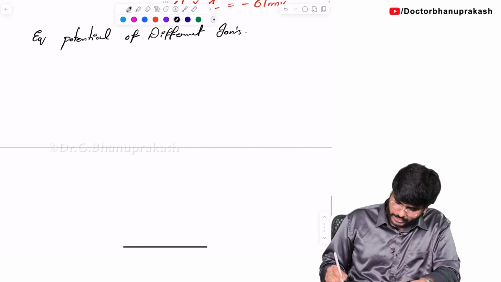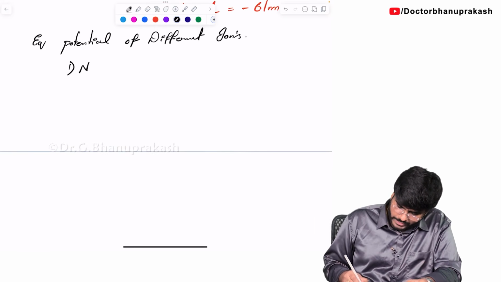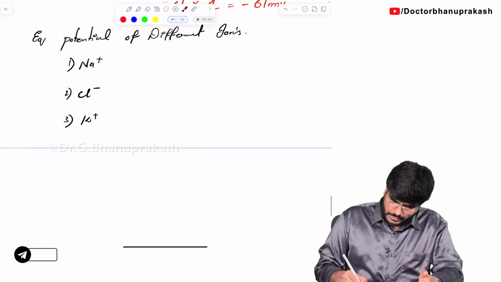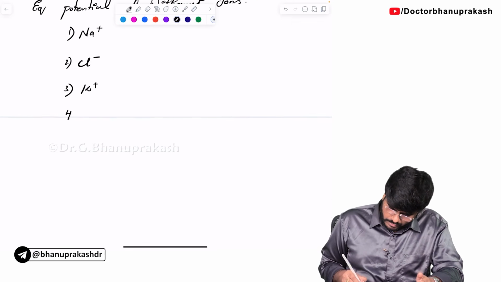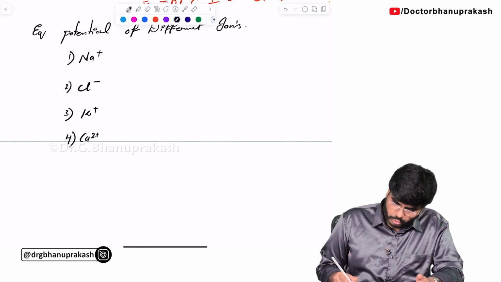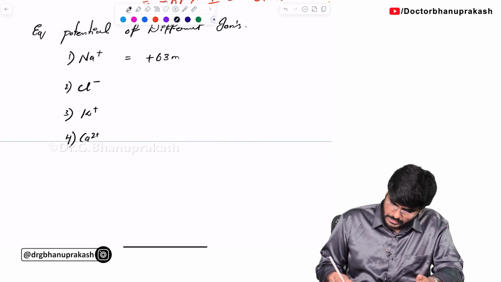Equilibrium potential of different ions. Let's say sodium, chloride, potassium. Equilibrium potential of calcium. So what is the equilibrium potential of the sodium? The equilibrium potential of the sodium is plus 63 millivolts.